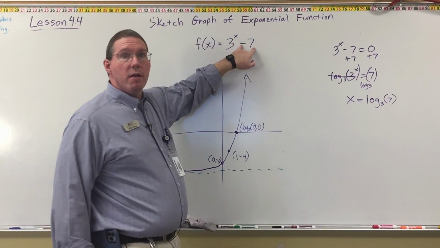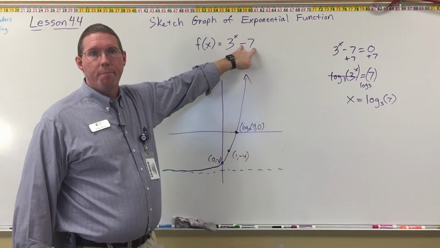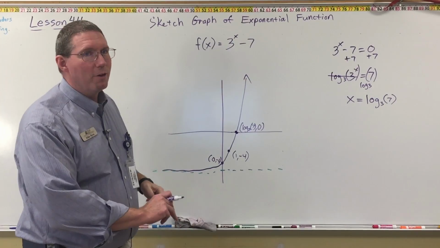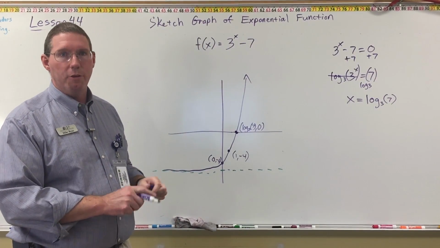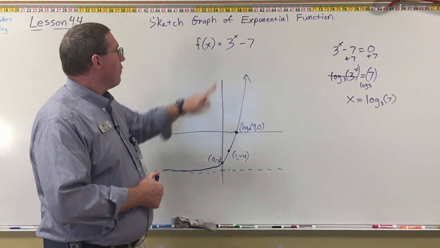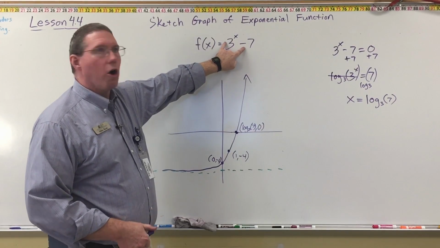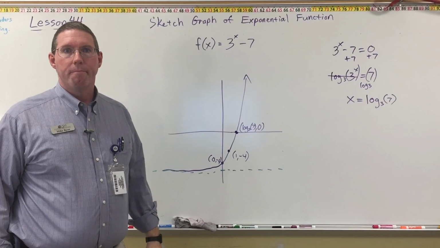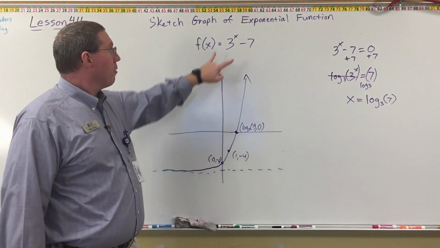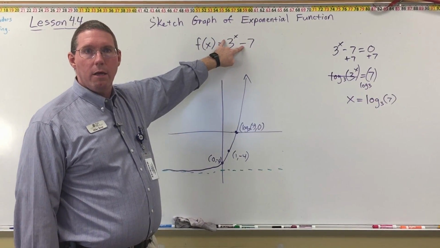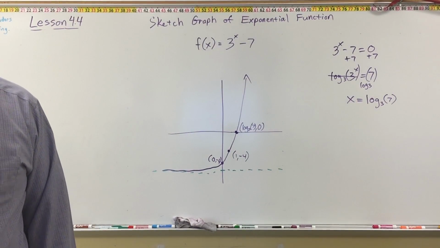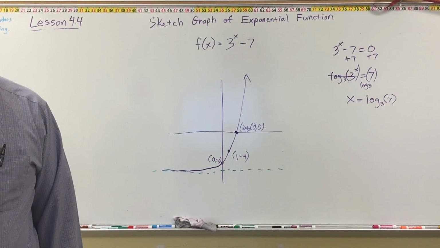Now, if it's positive, so here's the deal. It's really complicated. Don't write this down. I'm just going to tell you. If this and this are opposite signs, you have an x-intercept. If these are both the same sign, you don't have an x-intercept. But they're opposite.